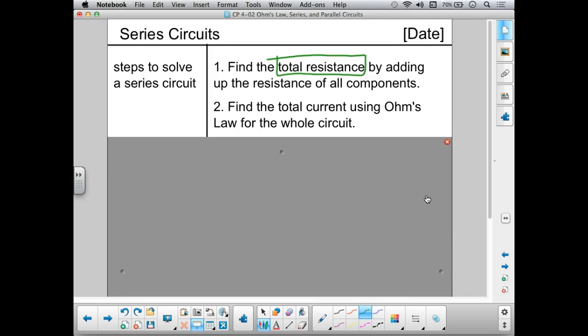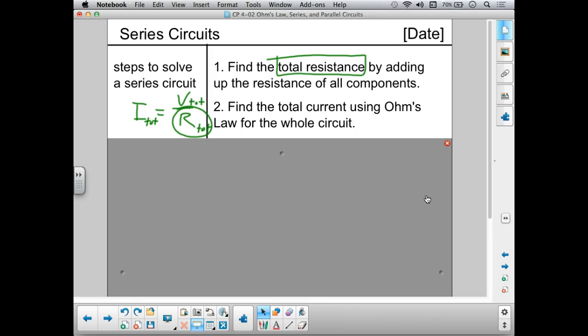Step number 2. I'm going to find the total current using Ohm's Law for the whole circuit. If you remember, Ohm's Law is I equals V over R. Current equals voltage over resistance. What I'm specifying here is that you need to find the total current, meaning current through the whole circuit. So I'm going to put a little TOT there. Total current is going to equal the total voltage, usually your battery voltage, over your total resistance. This total resistance is what you found in step 1. You add up all the resistances of all the components, and you get the total resistance. Then you have battery voltage divided by the total resistance, and you find the total current of the circuit.